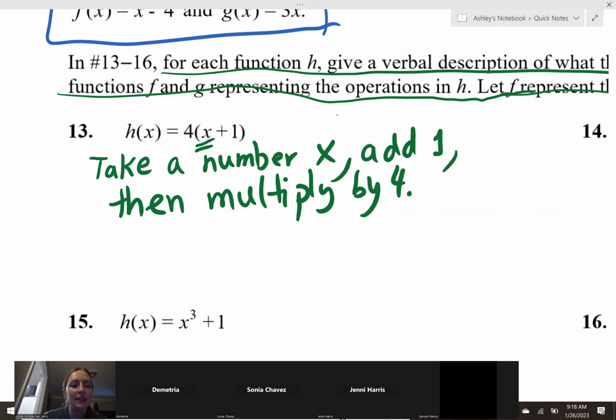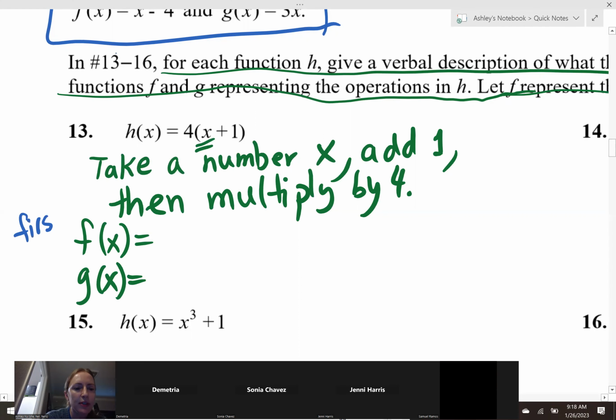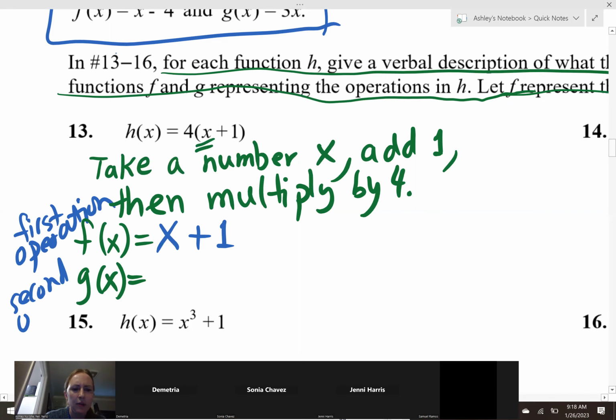Describe it in words and then say, okay, I'm going to break it down into 2 functions. They said f of x should be your first operation that's happening, and we've already said it verbally, so we know which one goes there. And then g of x should be the second operation. So whatever you decided is the first operation goes for f. We said in this case, I'm taking a number x and then adding 1. So that'll be my f. And then the second operation was multiplying the number by 4.